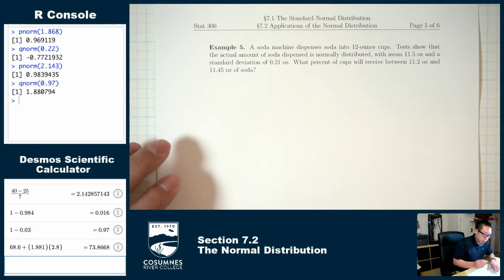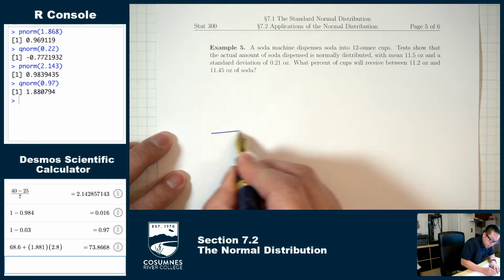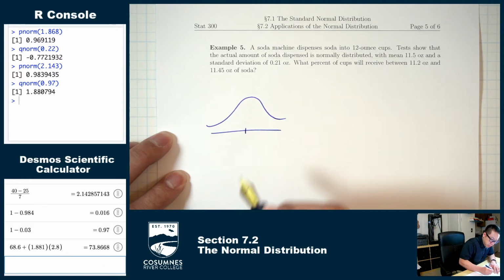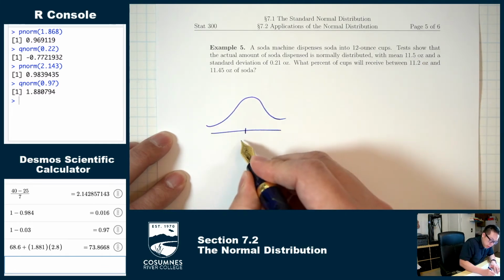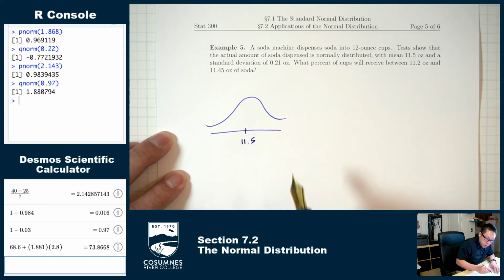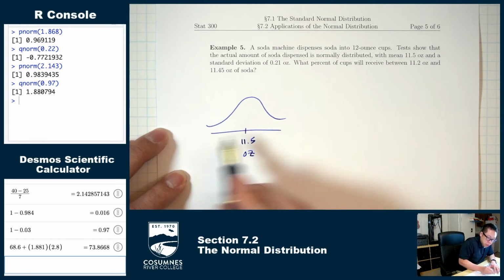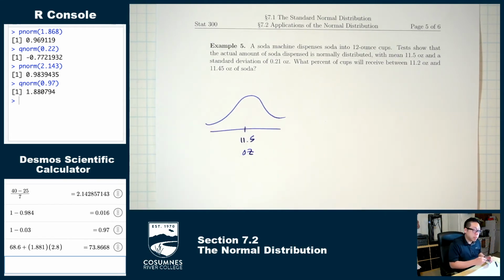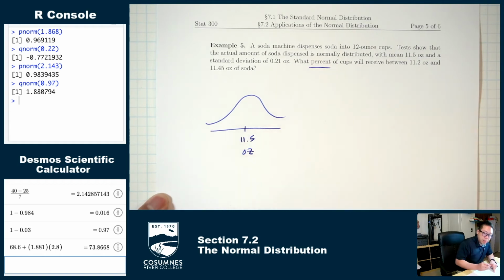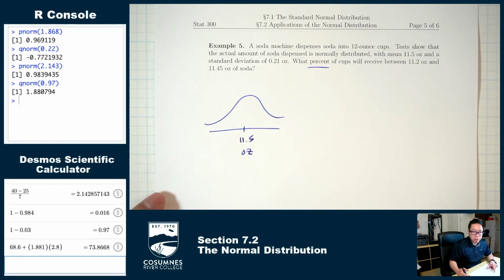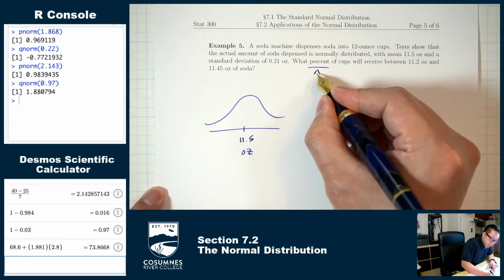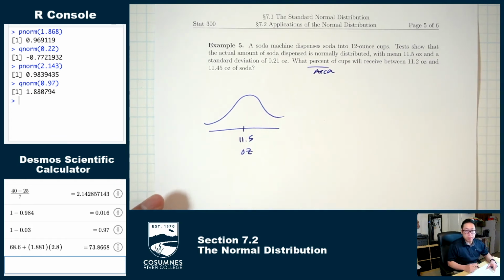Okay, so same as before, I'm going to draw my picture with the mean in the middle. Our mean is 11.5. And then to remind myself, this 11.5 stands for the ounces, so ounces are on my x-axis. Next thing I need to do is decide whether this is x to area or area to x. Notice that it says what percent. So I want percent as my final answer, which is an area. So if I want area as my final answer, this would have to be an x to area problem.